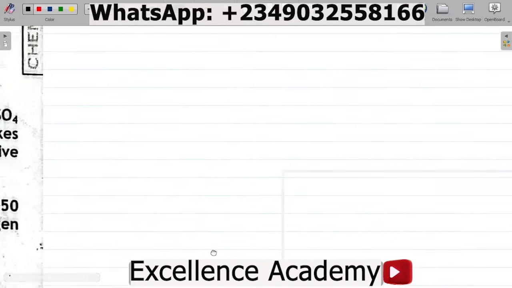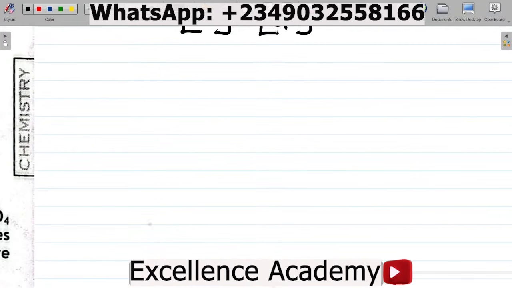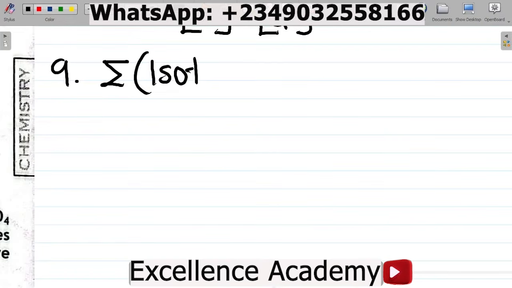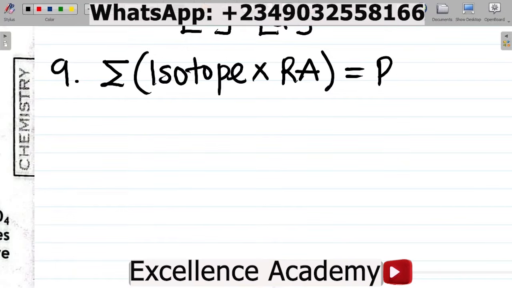Now, to solve this question, you need to know something. Let's call this question number 9. Talking about relative abundance, for a particular element, note that it has to be an isotopic element, that means an element with isotopes. The sum of the different isotopes multiplied by their relative abundance, RA, should be equal to the relative atomic mass of the element. So RAM is relative atomic mass.